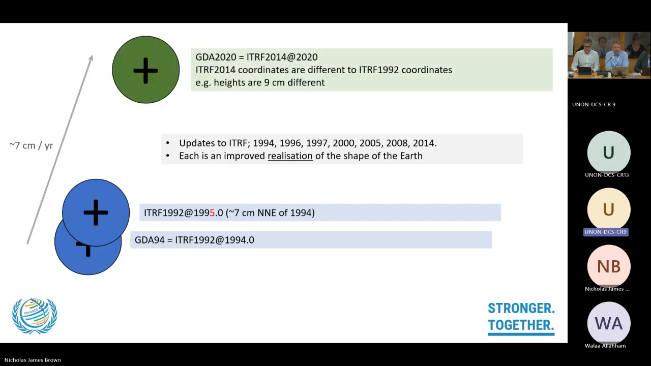So when Australia started going through the process for this, which was in about 2017, the most up-to-date realization of ITRF that was available was ITRF 2014. So we decided we were going to fix our reference epoch at 2020. And who can think why we chose 2020 instead of choosing 2016 or 2017? Any hands? Yeah.